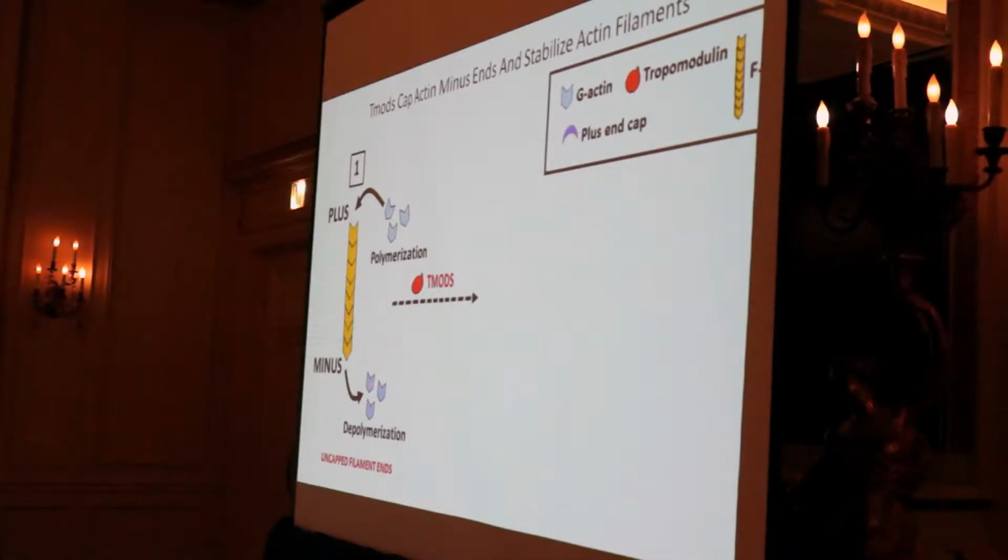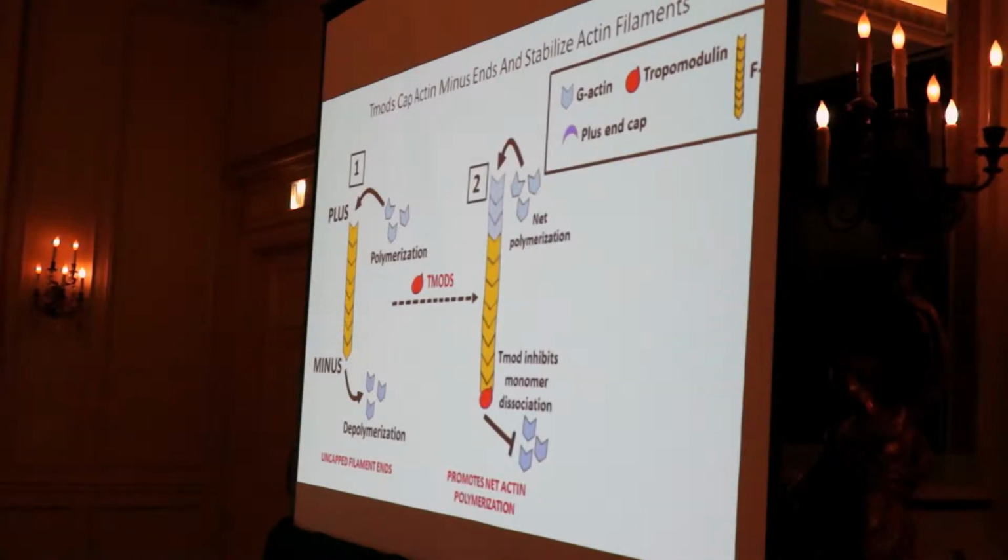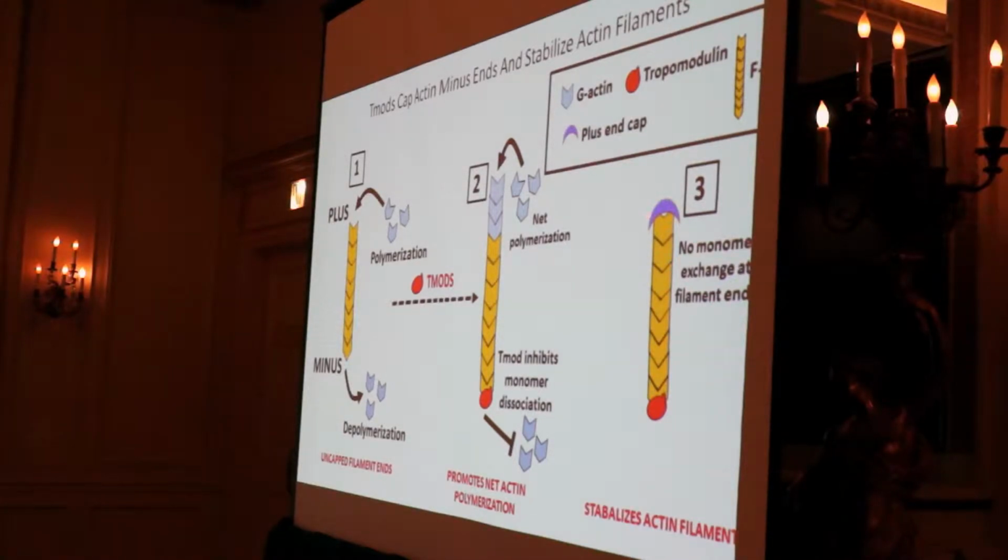Okay, so how might tropomodulin actually regulate actin dynamics? In this scenario, we have a filament that's completely uncapped. As I told you, the plus end is going to be the site of polymerization, whereas subunits will be lost from the minus end. However, if you add tropomodulin, you can have a scenario where you cap the minus end and favor net polymerization of filaments, or, in the case where the plus end is also capped, you'll have no monomer exchange at either end, and this will lead to very stable filaments. In this way, tropomodulins are able to promote polymerization and stabilize filaments in a wide variety of cell types.